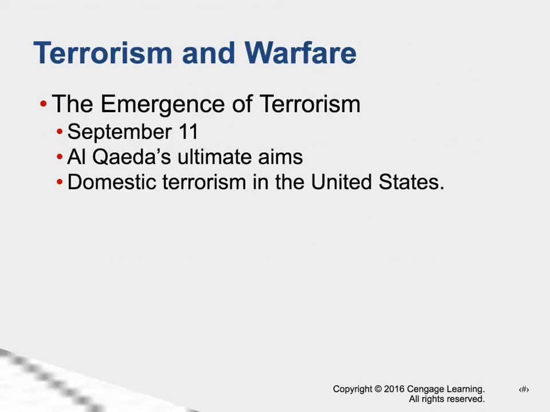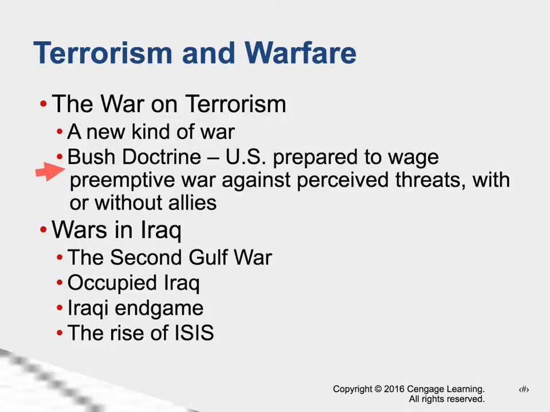U.S. foreign policy must be formulated to deal with the world's conditions, including terrorism and warfare. Terrorism is the attempt to create fear to gain political ends, usually by violence against non-combatants. It has become a major challenge facing the United States and other nations. The United States waged war on terrorism after the attacks of September 11, 2001. One term you'll need to know for your quiz is the Bush Doctrine, which states that the U.S. is prepared to wage preemptive war against perceived threats with or without allies.